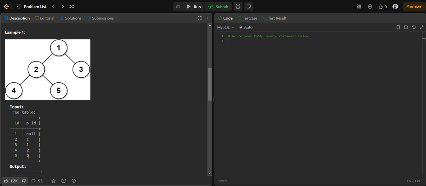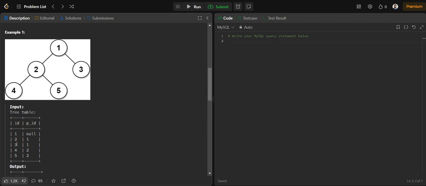Take 2: since 2 is present here in the PID column, and the PID for 2 is not null here. See 1. That means what? This ID has a parent ID and it is also a parent of some other ID. That means this is an inner node.